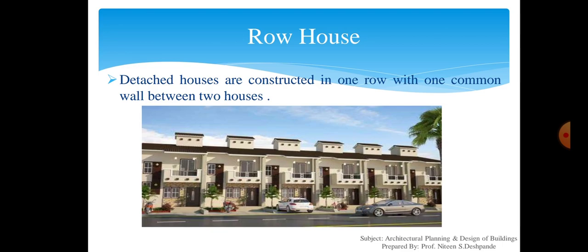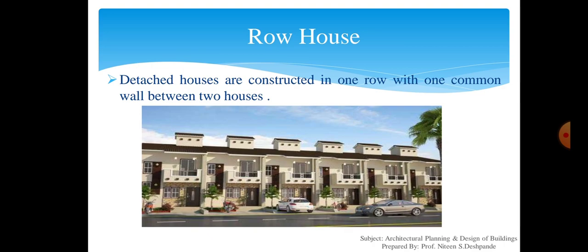The third type of residential building is row houses. You people are quite familiar with this. Detached houses constructed in one row with one common wall between two houses are called row houses. You can see in the image, these types of houses are very common in India, and examples of row houses are staff quarters in public sectors or industries, etc. Please note that one wall is common in every two houses in row houses.